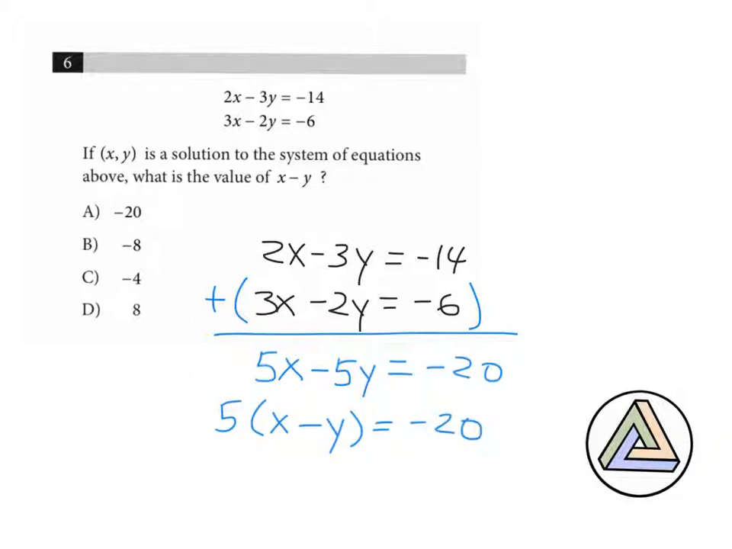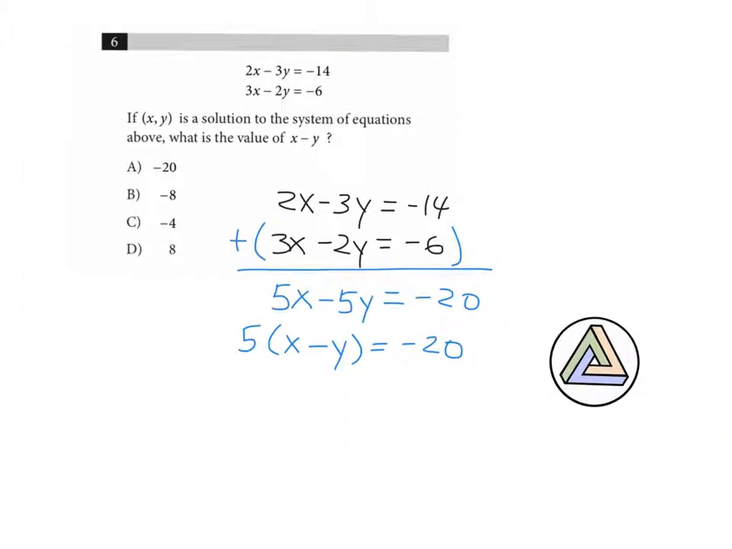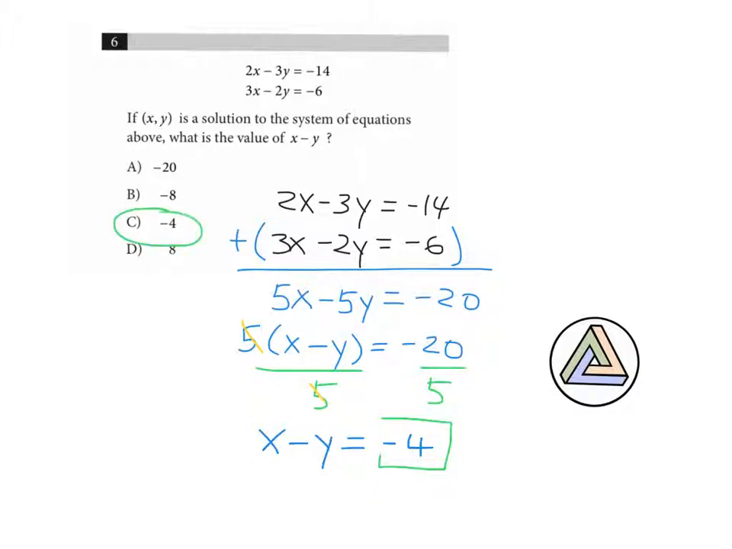And if I divide both sides by 5, then of course these would cancel, and I am left with X minus Y equals negative 20 divided by 5, which is negative 4. And that is actually the answer right there, because again, they're asking for X minus Y. Well, we just solved for X minus Y, so that's that one.